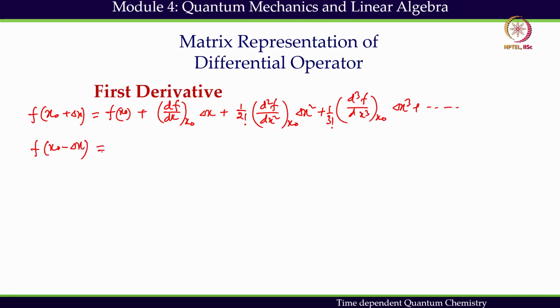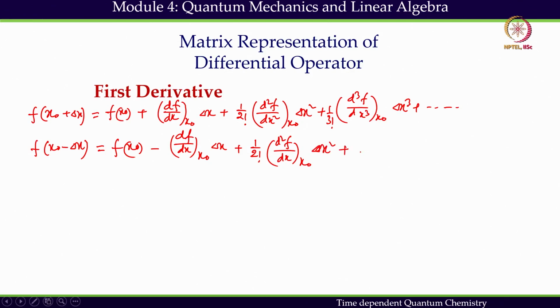The backward difference can be obtained by this: f of x naught minus df dx at x naught times delta x plus the second derivative at x naught times delta x square, plus this is going to be minus the third derivative at x naught times delta x cube, and so on.